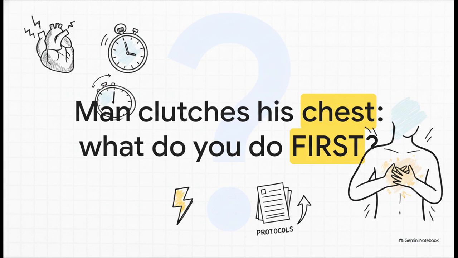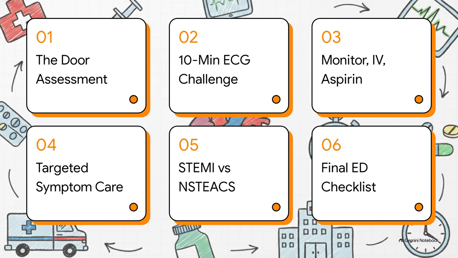This is a classic presentation to test your clinical reflexes, sure, but it's also a great chance to update your protocols based on the absolute latest evidence. We're going to treat this like a real ED resuscitation, so let's get that clock started. Here's our exact chronological ED action plan. First, the door assessment, then the 10-minute ECG challenge, followed by monitor, IV, and aspirin. After that, targeted symptom control, STEMI versus NSTEACS, and we'll wrap up with a final ED checklist.